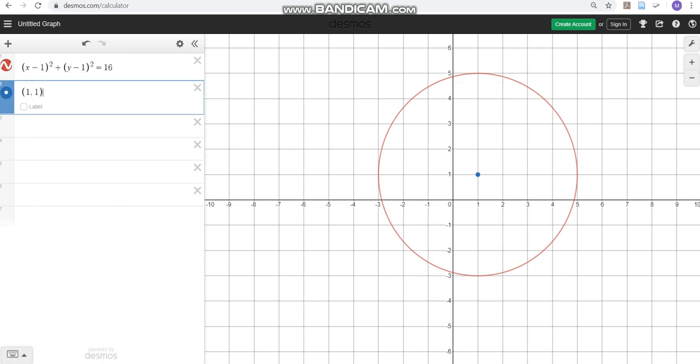Yeah, that's pretty much it. If you have trouble graphing the circle, once you start from your center, you can just count 4 units to the right, 4 units to the left, 4 units up, 4 units down, plot those points, and create a nice circle. Create this awesome red circle that you see there.